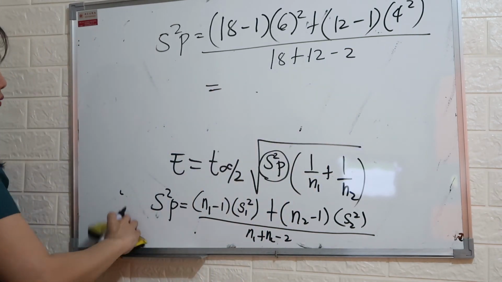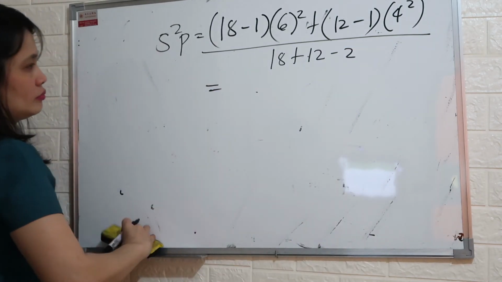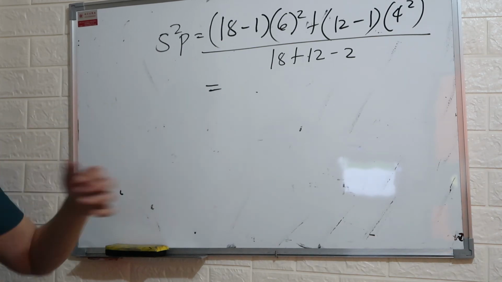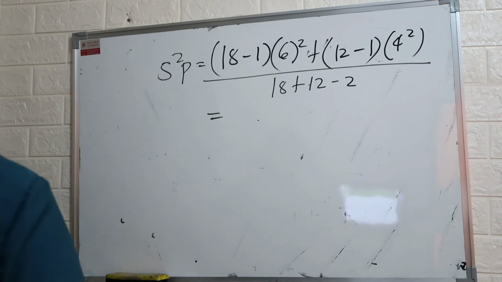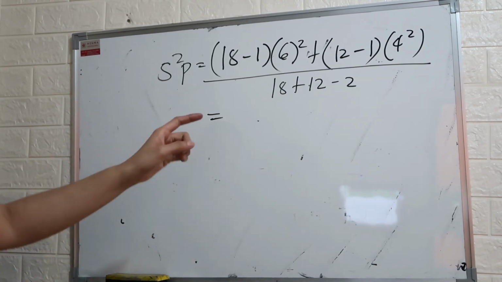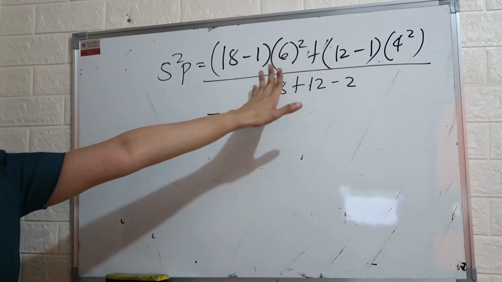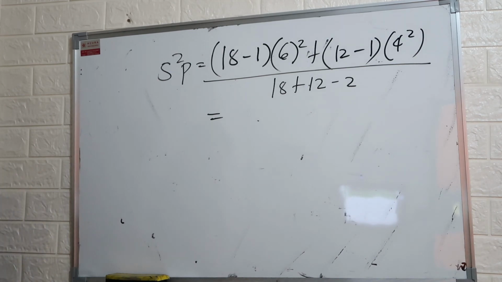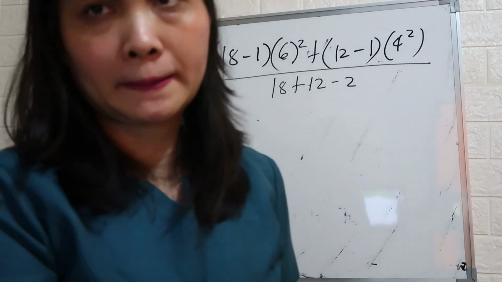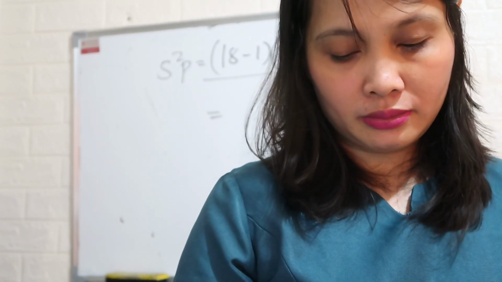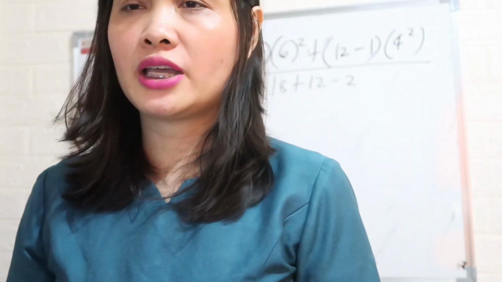So what is your S squared sub p? What's the answer? 18 minus 1 multiplied by 6 squared plus 12 minus 1 multiplied by 4 squared, divided by 18 plus 12 minus 2. What would be the answer?